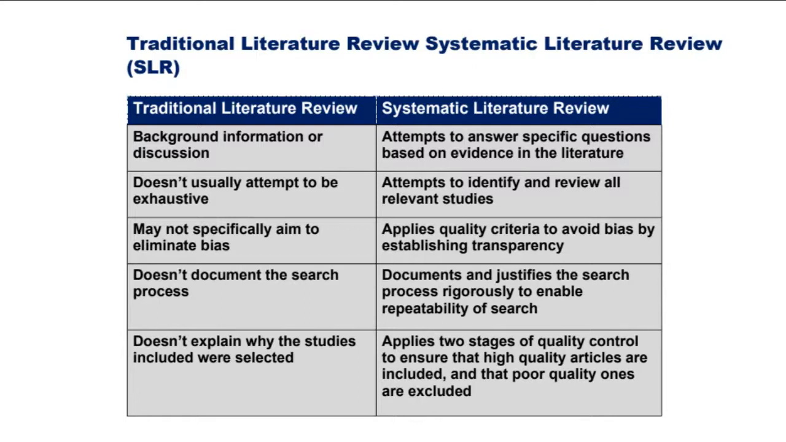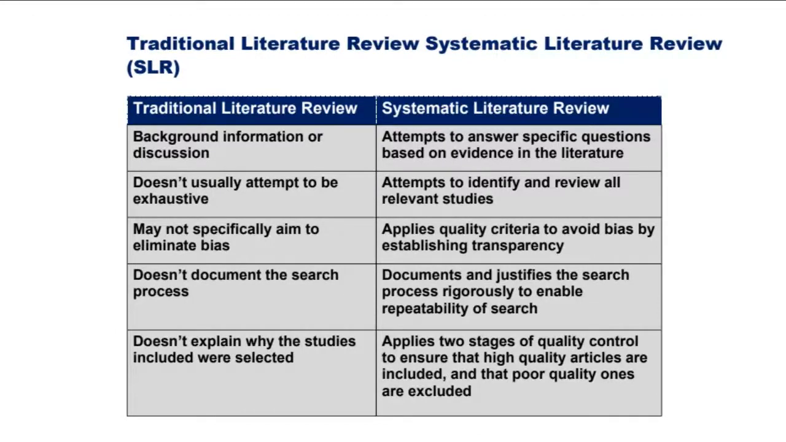The second thing is that a traditional literature review is not very exhaustive. Exhaustive means comprehensive, and the traditional approach is more random, more of an organic approach, where you are trying to find articles which are relevant to your research. However, in a systematic literature review, we attempt to identify and review all relevant studies. I will mention in the coming slides why we do it. So it's more comprehensive. That's the second point.